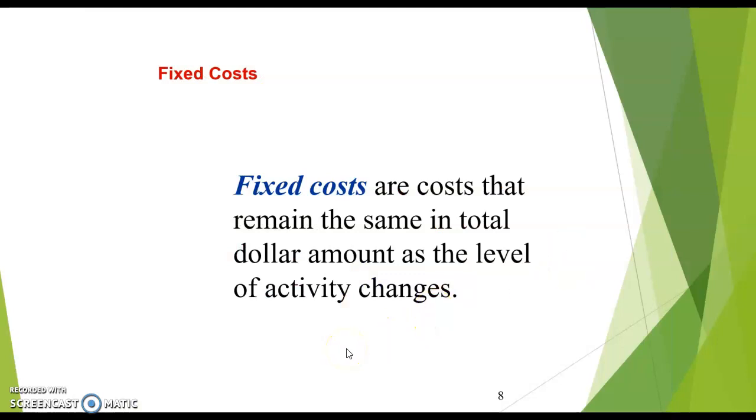All right, the second kind of costs that we need to talk about are fixed costs. Fixed costs are costs that remain the same in total as the level of activity changes. So something like rent. If we pay rent for the factory building, then it doesn't matter how many doghouses or how many stereos we build, we still have to pay the same rent. So rent would be a fixed cost.